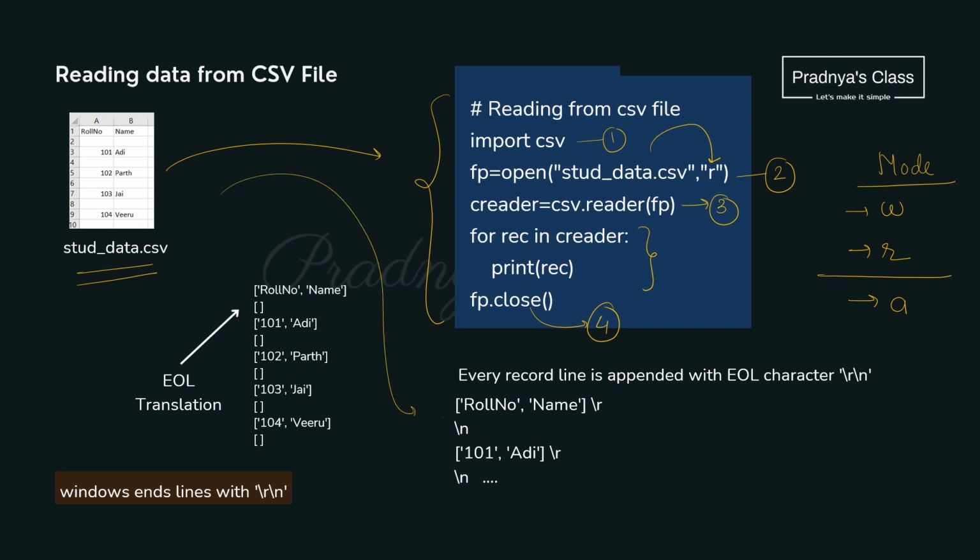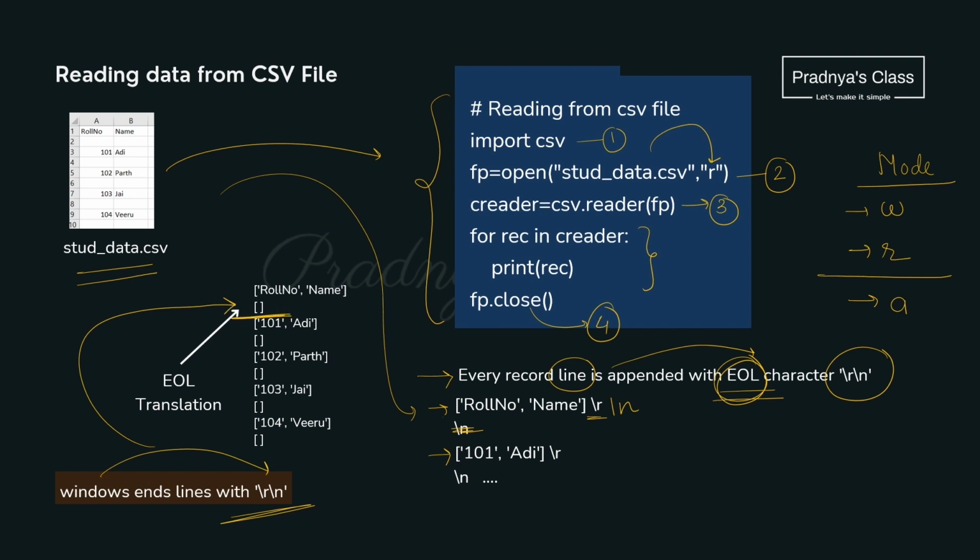Look at the output. One point we should keep in mind is that every line will be appended with an end of line character, that is \r\n. So this is the first line which is ending with \r\n, followed by the next record of the file. For different operating systems, this character can be different. For Windows, it is \r\n. And the translation of that end of line character will result in an empty list. Because of that, after each record we will be getting one empty list.